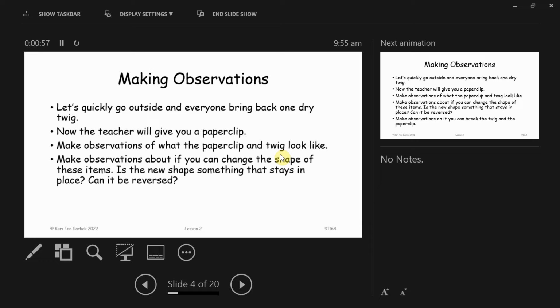is I want you to see if you can change the shape of these items that we picked up. So obviously with a paperclip, you know that you can bend paperclips. And people like to undo the paperclip and make a nice straight little thing. So I'm going to try that on both your twig and the paperclip. And I want you to make some observations about what happens when you change its shape. Does it stay in that new shape? Can it be reversed? Yes. That's one of the observations I want you to make.